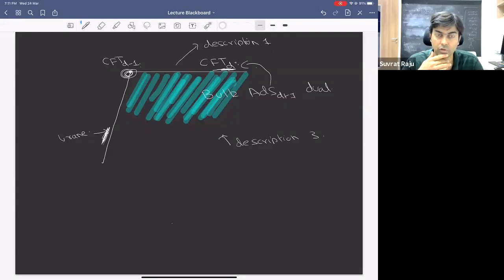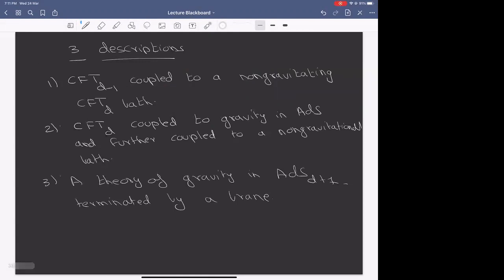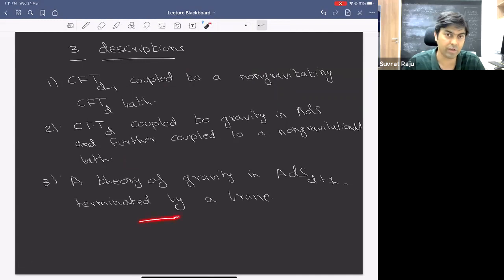So there are 3 descriptions. In one description, you have a CFT D coupled to gravity, coupled to a CFT D in the bath. So that's description 2. And then there is a description 3 in which there's no CFT inside. It's just gravity in AdS D+1 terminated by a brane. There's no CFT anywhere here. It's just some theory of gravity, as we usually say, and maybe some string excitations and so on. And then there is a system where there's no gravity inside, which is where you have a CFT D-1 coupled to a CFT D. So there is this where there's no gravity, there is this where there's no CFT, and there is this hybrid description in the middle. Okay, I got it.